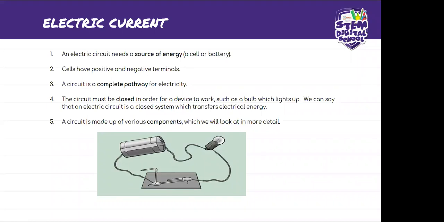And when the bulb lights, it means electrical energy has been transferred to the bulb. That's where it's on. Now let's look at point 5. A circuit is made up of various components, which we will look at in more detail later. All right, now let's go on.